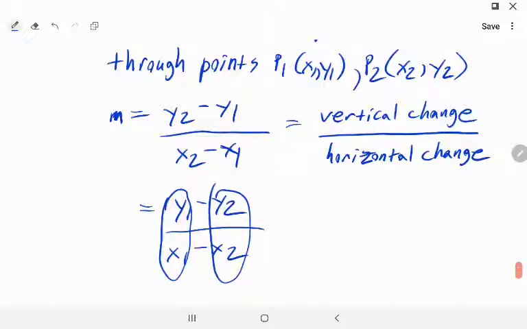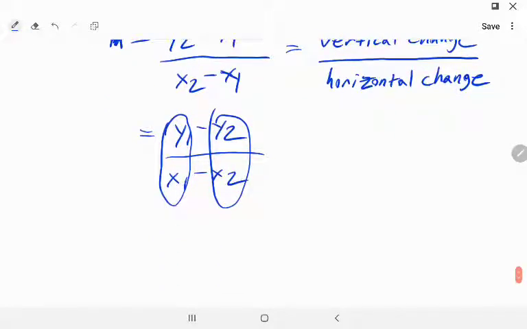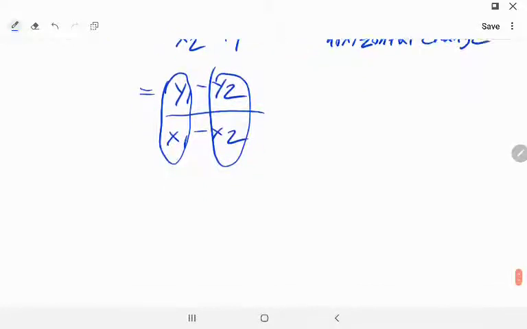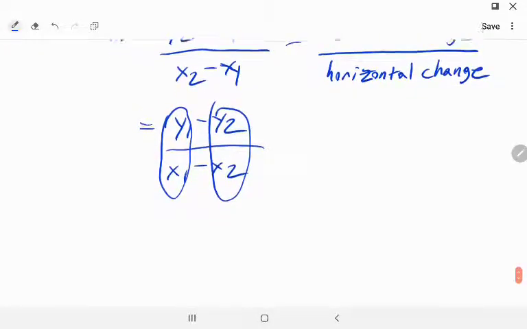We notice that if we mix and match, we'll get the exact opposite of the slope. And obviously, if we tried putting x's in the numerator, y's in the denominator, we'll get the reciprocal of the slope. And so we'll see a few examples of that in the homework.